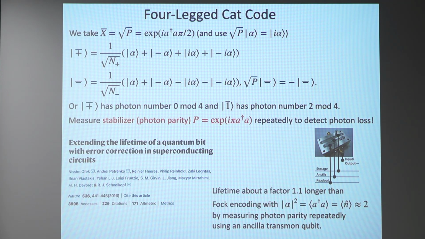Right, so if I now lose a photon from both, I'm still in orthogonal states. But okay, so how can we see this?